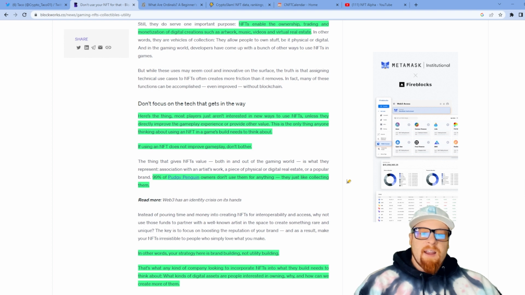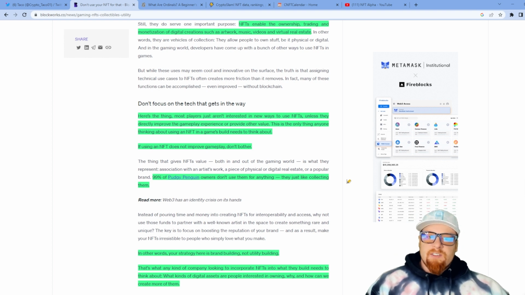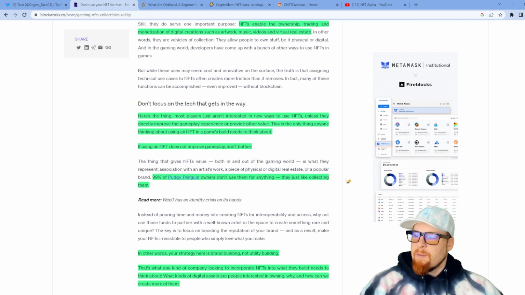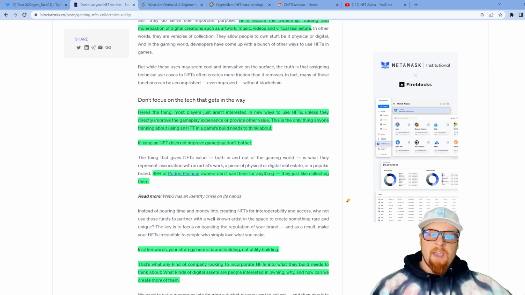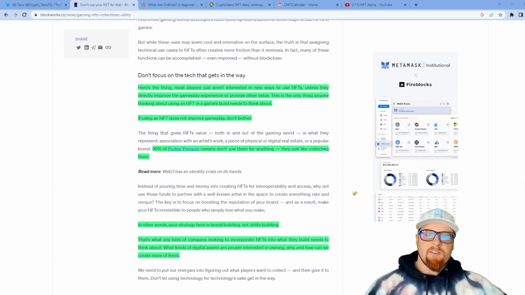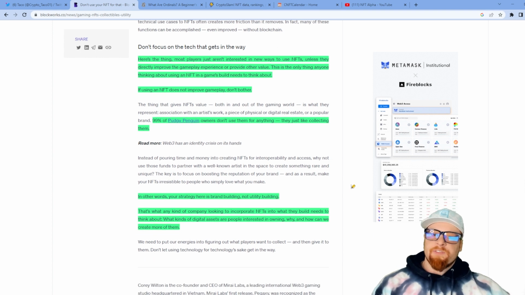Here's the thing, most players just aren't interested in new ways to use NFTs, unless they directly improve the gameplay experience or provide other value. This is the only thing anyone thinking about using an NFT in a game's build needs to think about. For example, 99% of Pudgy Penguin owners don't use them for anything. They just like collecting them. I would also push back at this.